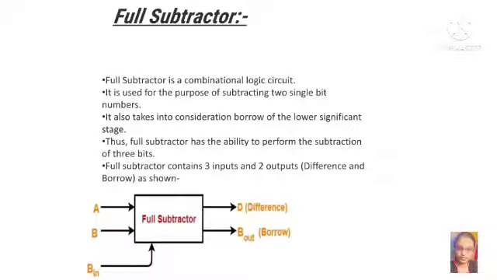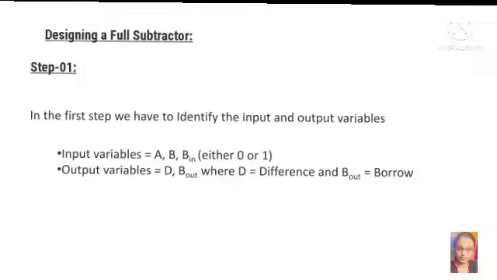So now let's see what are the 4 steps we require to construct a full subtractor. The step number 1 is, in the first step we have to identify the input and output variables. As we have already discussed that input variables are A, B and B in. The input variables either may be 0 or 1 and the output variables are D, B out, where D is the difference and B out is the borrow.